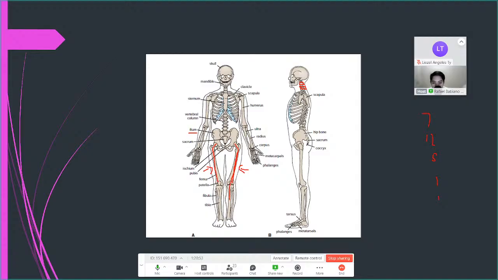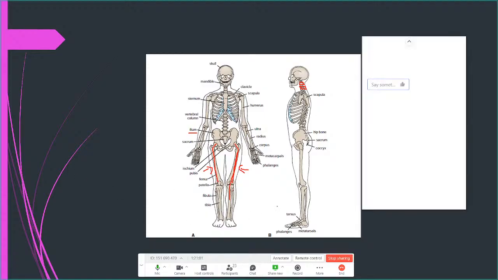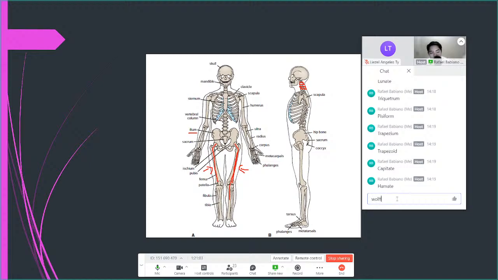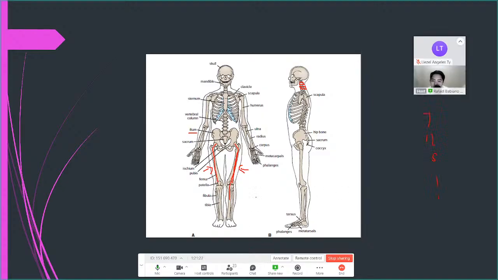So, as we grow, the tibia grows. The fibula doesn't receive weight, so it doesn't grow. That's Wolff's Law. Bones will adapt to the forces that are given to them. Actually, that doesn't only apply to bone, but in this case we're talking about bone. So yeah, Wolff's Law. All right.